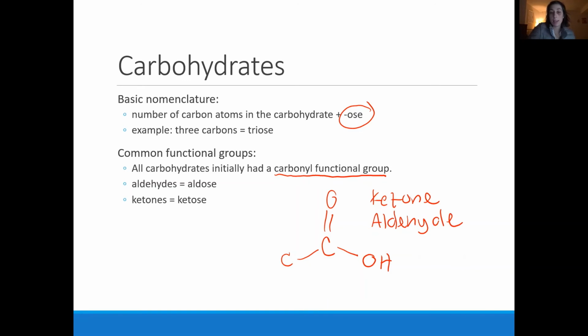The main point is that they have this carbon double bond oxygen, and there are a variety depending on what's bound to that. So again, review those functional groups, but in this case, for sugars, there are 2 types of main functional groups that sugars initially have, and that is either an aldehyde group or a ketone group. If it is an aldehyde type sugar, it is called an aldose. And if it is a ketone type sugar, it is called a ketose.